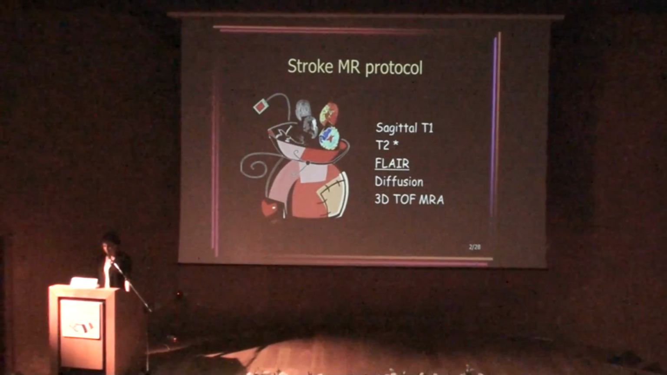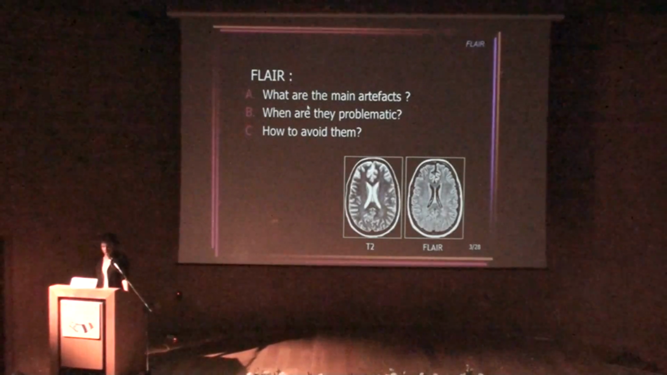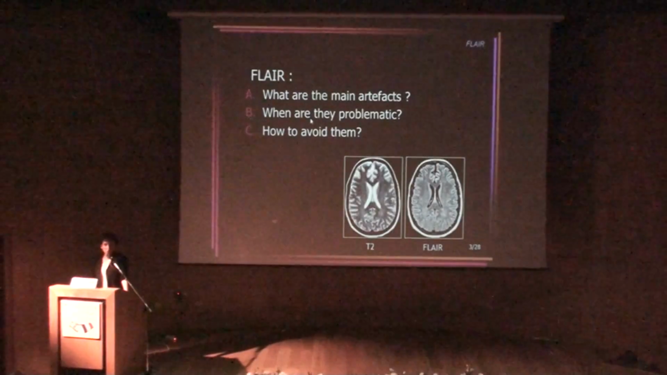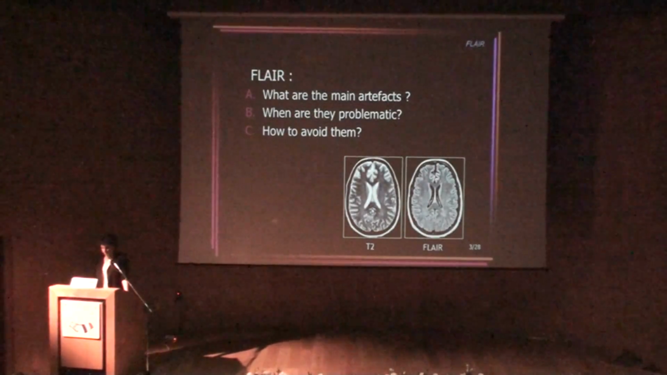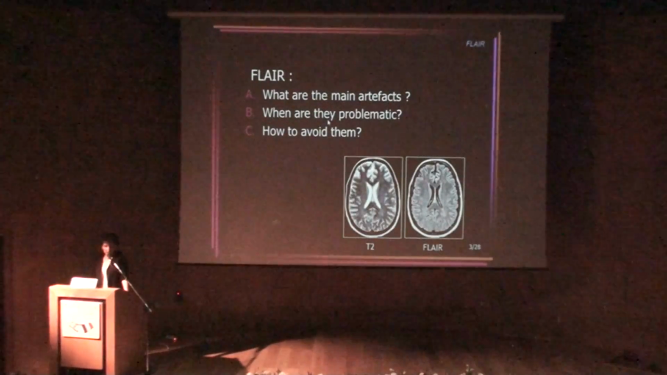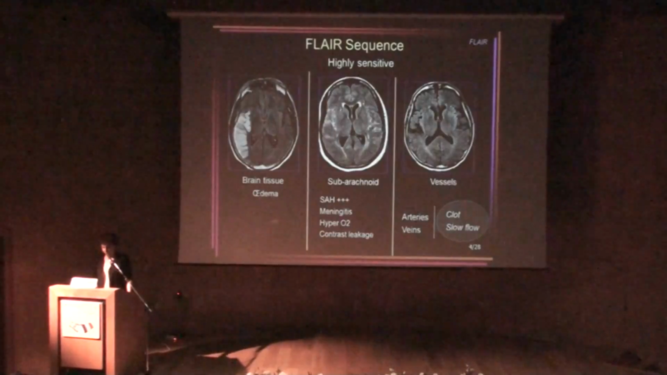So let's start with the FLAIR sequence. And 3 questions. First, what are the main artifacts on this FLAIR sequence? Because we all use FLAIR, and most of us have replaced the classic T2 weighted sequence by the FLAIR sequence. When are these artifacts really a problem, and how can we avoid them?